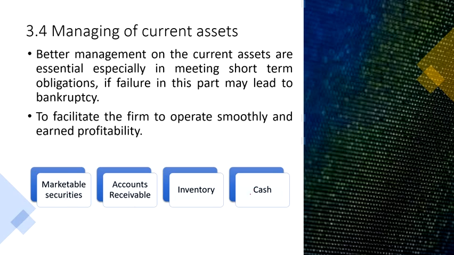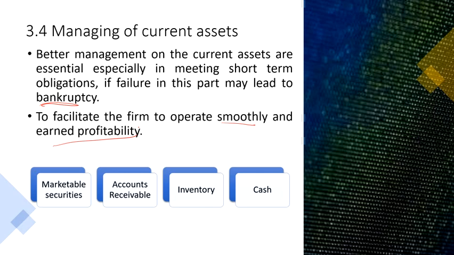So why must we manage our current assets? Because we want to avoid bankruptcy. If there is failure in this part, it may lead to bankruptcy. So that's why we must manage our current assets efficiently. Second, to facilitate the firm to operate smoothly and earn profitability. So these are the functions of managing current assets.